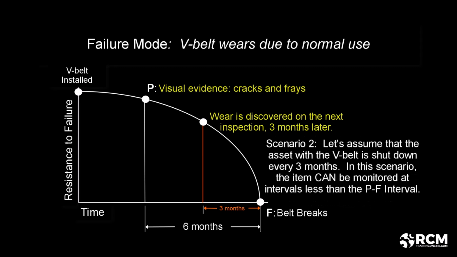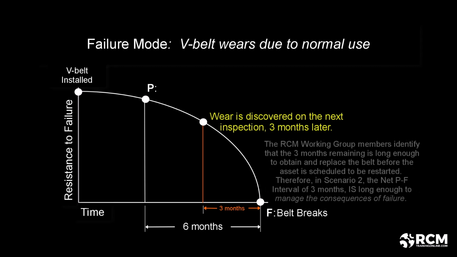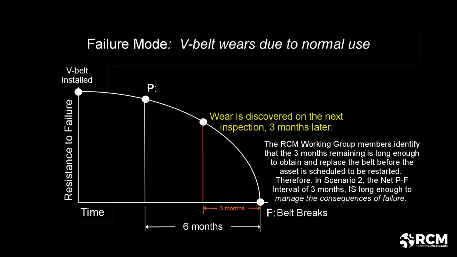Now let's look at scenario 2. Let's assume that the asset with the V-belt is shut down every 3 months. In this scenario, the item can be monitored at intervals less than the P2F interval. The RCM working group members identify that the 3 months remaining is long enough to obtain and replace the belt before the asset is scheduled to be restarted. Therefore, in scenario 2, the net P2F interval of 3 months is long enough to manage the consequences of failure.